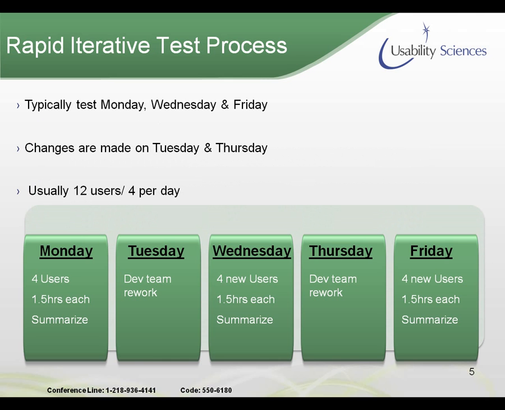So the rapid iterative test process, this is typically what it looks like at Usability Sciences. We test on Monday, Wednesday, and Friday. We make changes to those designs on Tuesday and Thursday. And we typically test about 4 users a day, in hour and a half sessions, and then debrief at the end of each day.